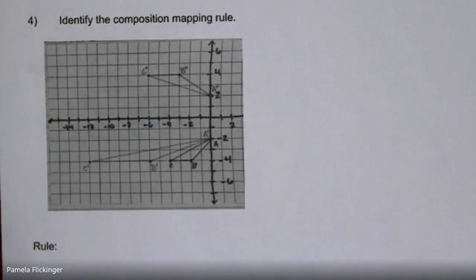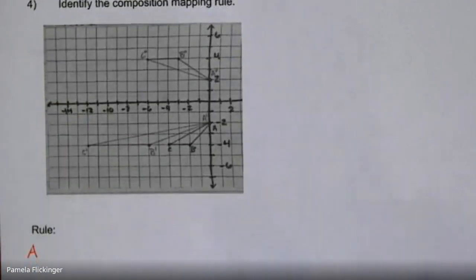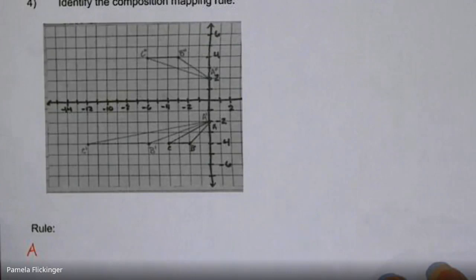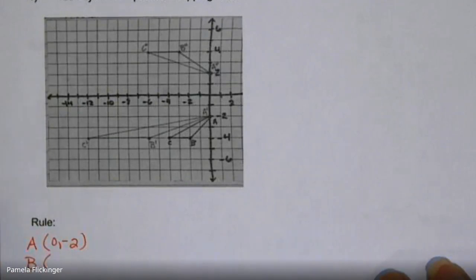All right, so what we're going to do is down here, we're going to write our three original pre-image ordered pairs. So we've got A is 0, -2. B is -2, -4. And C is -4, -4.